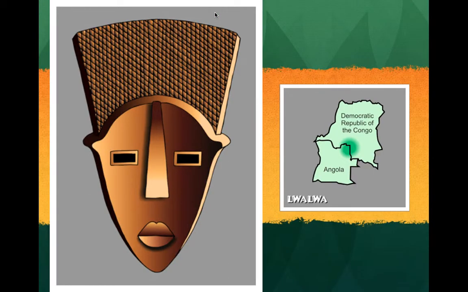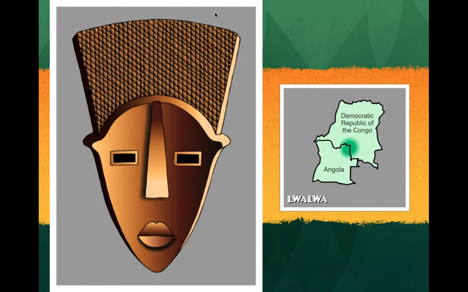Our final mask is the Luau mask. The eyes are rectangular holes and the nose is a long flat triangle that often stretches to the top of the head. The ears are small bumps and the mouth is located above the pointed chin. Luau masks are carved from wood and colored with a dye from the fruit of the mucuna tree.